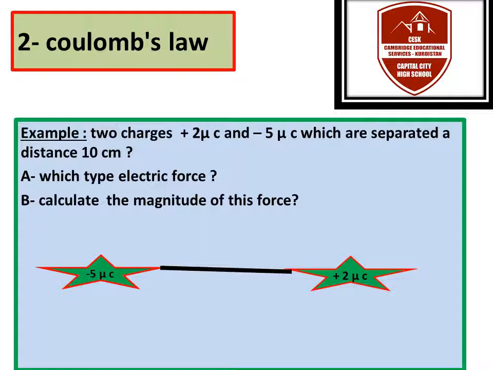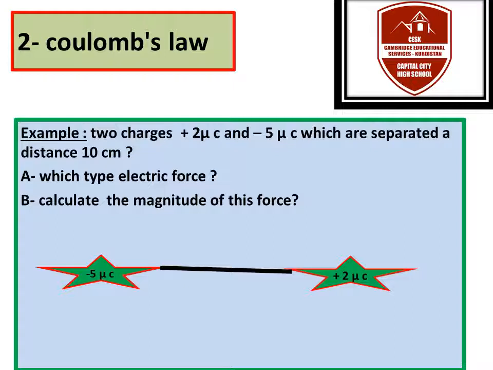Here, of course, the question is: if we have two charges, positive 2 microcoulomb and negative 5 microcoulomb, which are separated by a distance of 10 centimeters. Now, look at this graph. Two green charges. This is positive 2 microcoulomb on the right side and negative 5 microcoulomb on the left side. The distance between them is 10 centimeters.